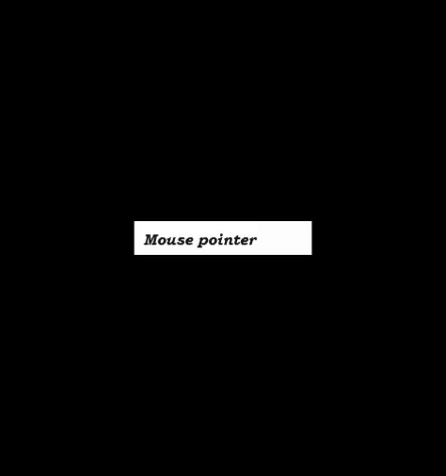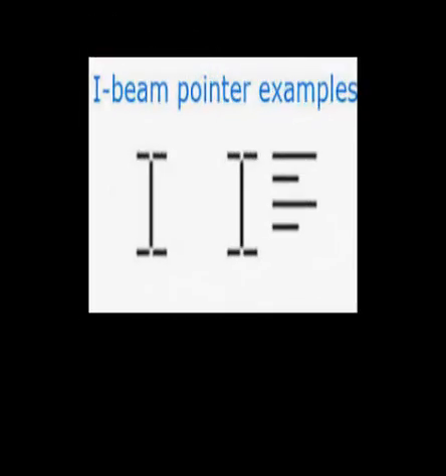Children, next we have the mouse pointer. The mouse pointer allows us to point on the screen. The shape of the pointer changes when you move it over text and while you are working on a web browser. Children, the shape of the mouse pointer becomes like this when you move it around the screen, particularly if it is over text. This shape can be seen when you are about to type text.